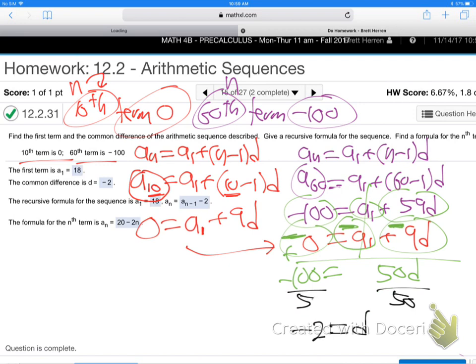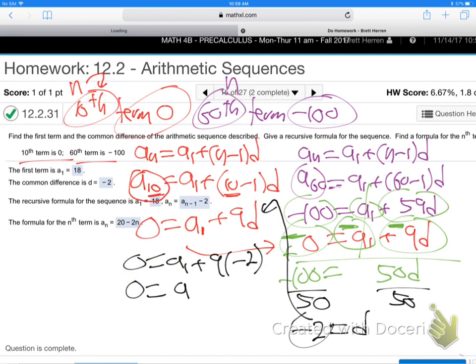So once you've got one of the 2 letters, how do you find the other one? Oh, you plug it in. Plug it in anywhere you want, pretty much. You can plug in this equation, that equation, either one. I'm just going to grab this and put it in right there, just because that's the closest thing. A1 plus 9 times negative 2. A1 minus 18. Move it over. A1, I'm getting scribbly there. Jump it over.